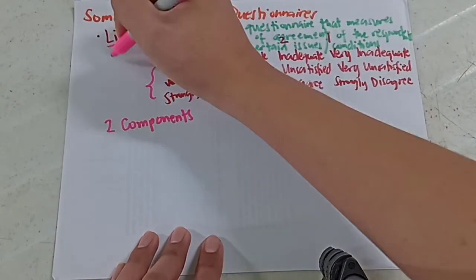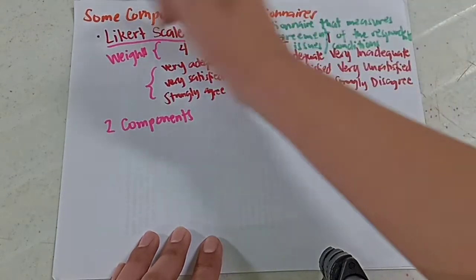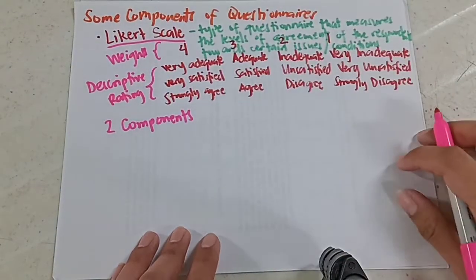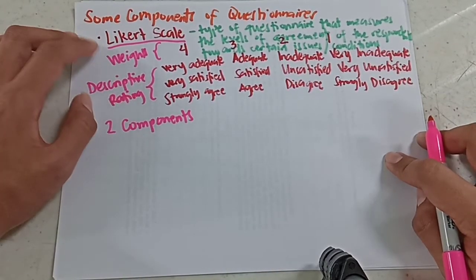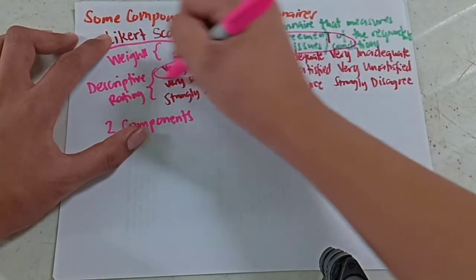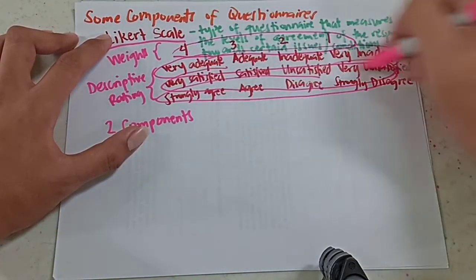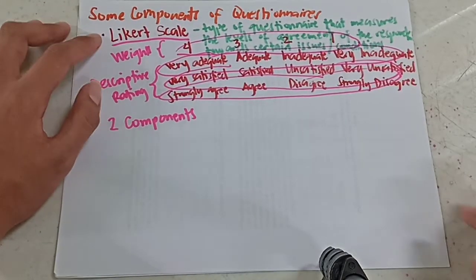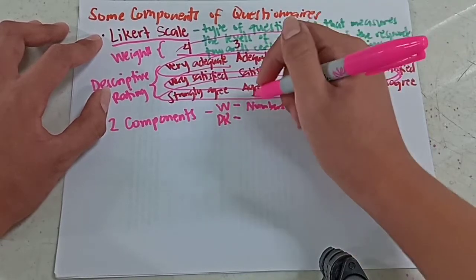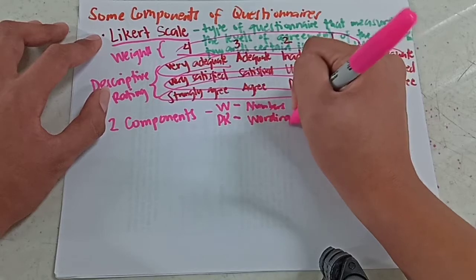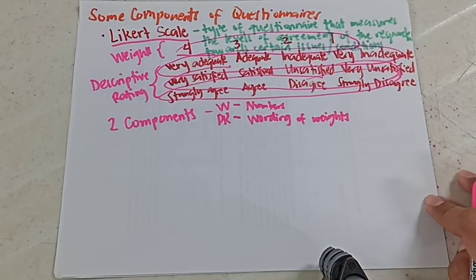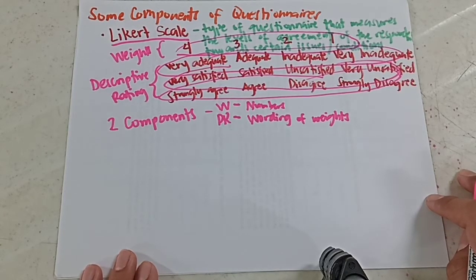We have the weights and the descriptive rating. So these two components of the Likert scale are these. These are the weights, the numbers, the quantitative. Then, these are the descriptive ratings, the qualitative. The weights are the numbers, and the descriptive ratings are the wording of weights. They are the nominal, the names of the numbers. So these are the two components of a Likert scale.